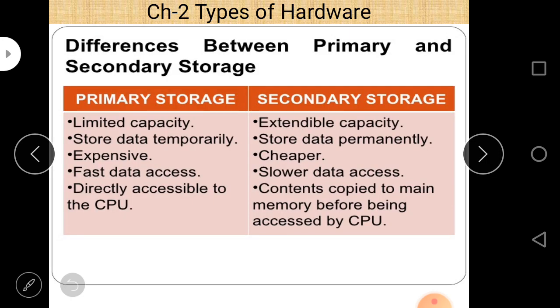Next, the difference between primary storage and secondary storage. The most important differences: primary is volatile memory, secondary is non-volatile memory. And primary storage is directly accessible to the CPU, while secondary storage content is copied to main memory before being accessed by the CPU. Means data goes from hard disk to main memory, RAM, first, and then goes to the CPU for further processing.